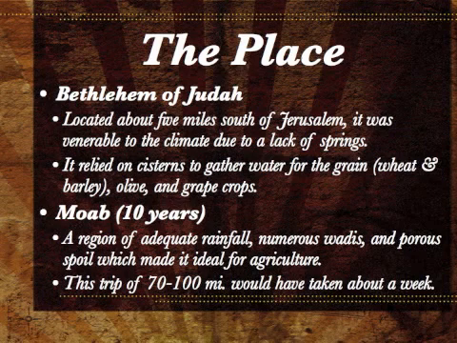Now, as a parallel to that, let's look over at Moab. Moab was a region of adequate rainfall. There were numerous wadis. It had very porous soil. It was a gold mine for farming, for agriculture. For someone living in Bethlehem, lacking water, and used to getting their income by grain farming, by grapes and fruit of the vine, this would seem like the feasible idea, the right thing to do.